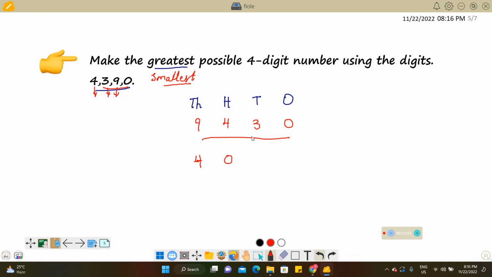So now what should we use in the tens place? We used 0 and we used 4. So what is the next smallest number among 3 and 9? It's 3. And what is the leftover digit? It's 9. So the smallest number we can make is 4039, and the greatest number we can make using these digits is 9430. So this is how we have to make the greatest possible number or the smallest possible number.